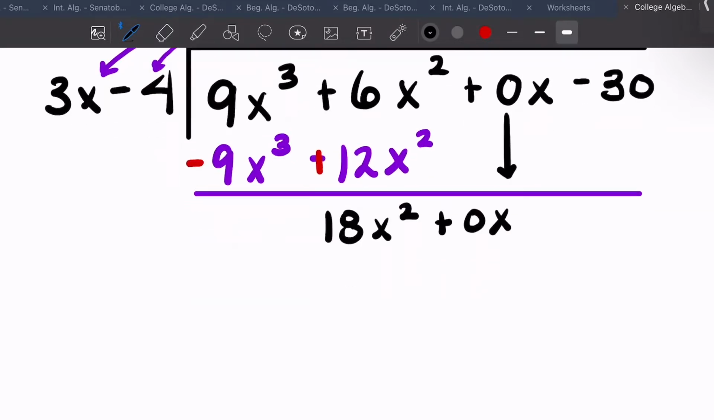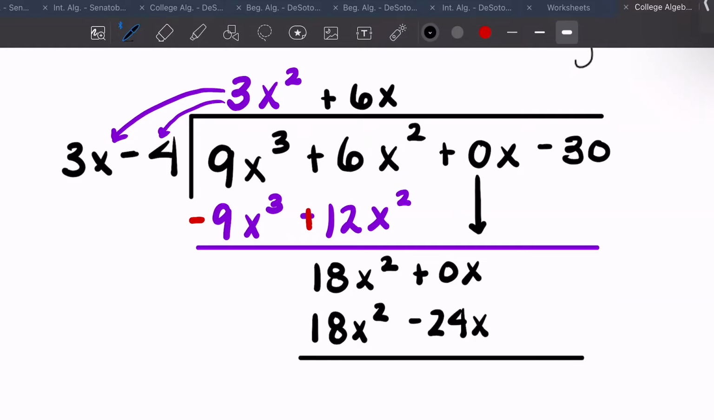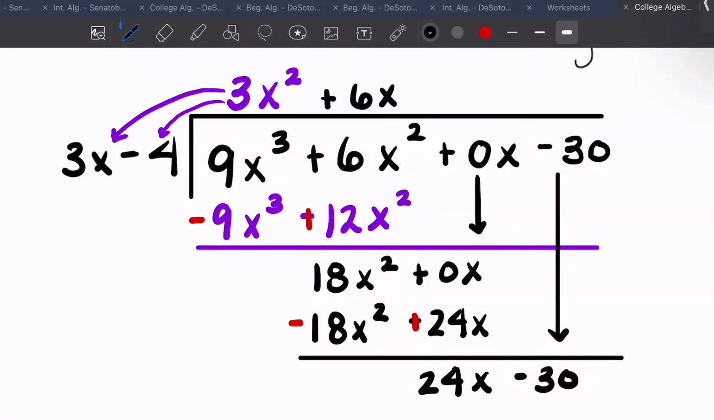Now you're matching 3x to 18x squared, so you're going to say plus 6x. That gives me 18x squared. Then you multiply both: 18x squared minus 24x. Then you change your signs. This negative becomes positive, so we get 24x. Bring down this last guy, minus 30. Now you do the whole process over again.